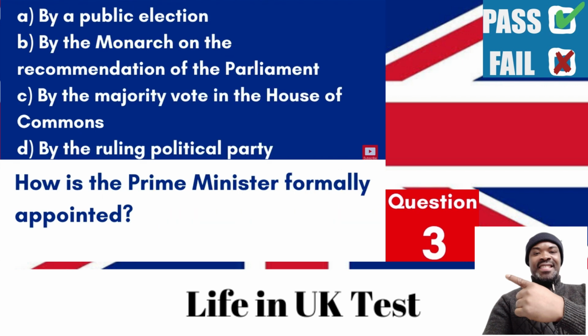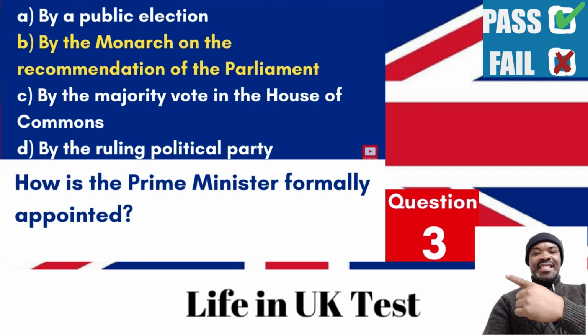Question 3. How is the Prime Minister formally appointed? A. By a public election. B. By the monarch on the recommendation of the Parliament. C. By the majority vote in the House of Commons. D. By the ruling political party.